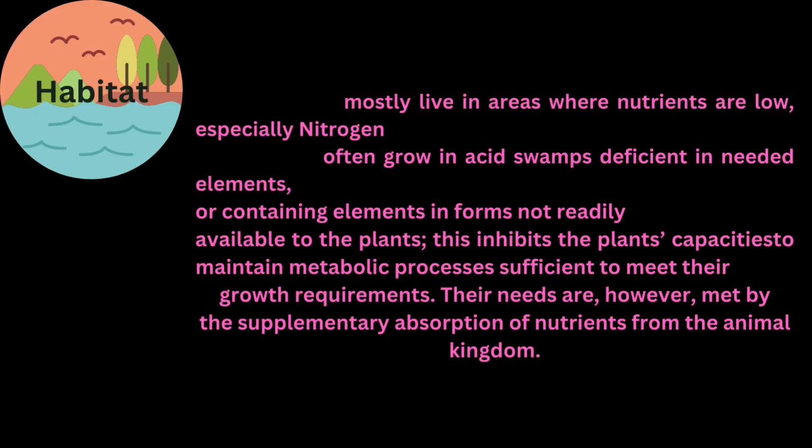Carnivorous plants mostly live in areas where nutrients are low, especially nitrogen. These plants often grow in acid swamps deficient in needed elements or containing elements in forms not readily available to the plants. This inhibits the plant's capacity to maintain metabolic processes sufficient to meet their growth requirements. Their needs are, however, met by the supplementary absorption of nutrients from the animal kingdom.